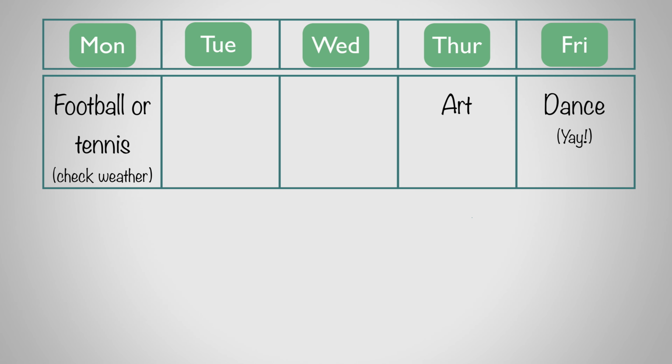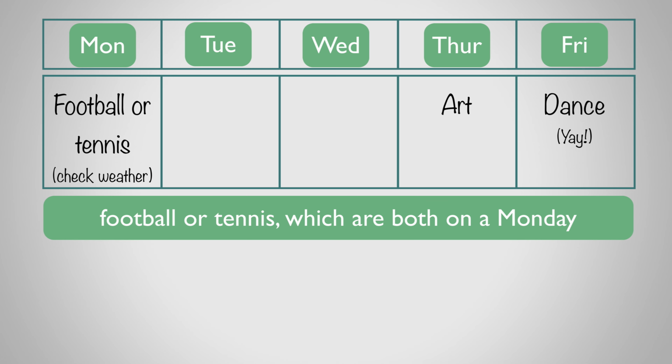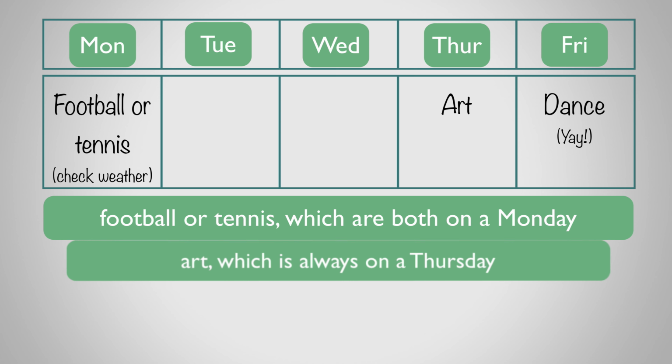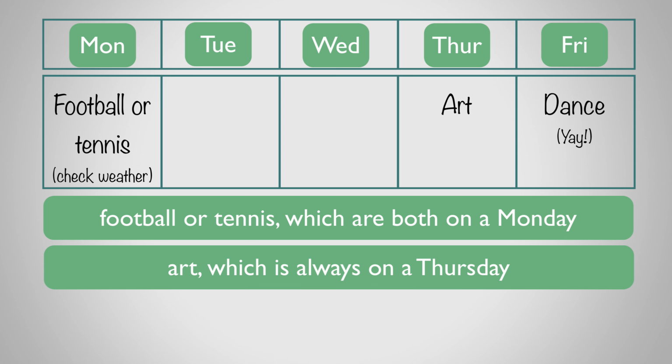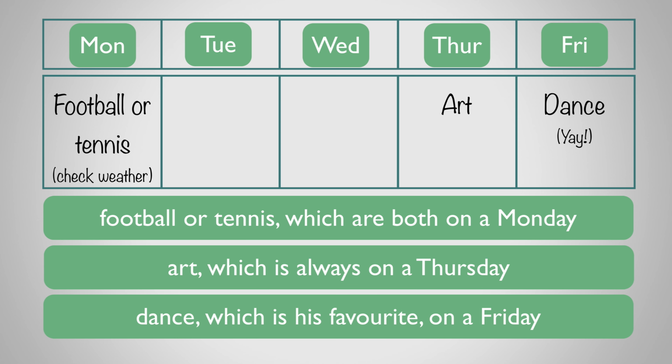Take a look at this weekly planner, which is showing the after-school clubs that Ben sometimes takes part in. Let's see if we can write this as a sentence, listing the clubs and their respective days. We'll start by writing the individual items from the list. We've got football or tennis, which are both on a Monday, art, which is always on a Thursday, and dance, which is his favourite, on a Friday. Notice how these items each contain a comma, so we can't use a comma to link the items in a list. We'll have to use a semicolon.